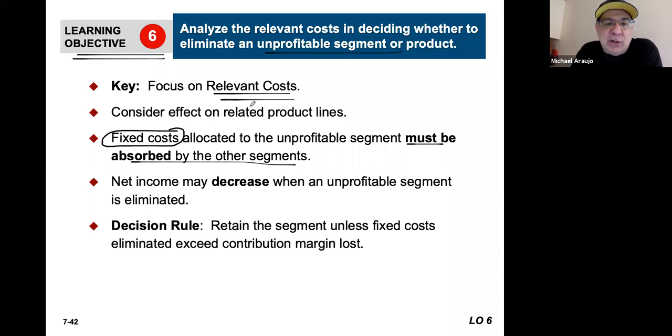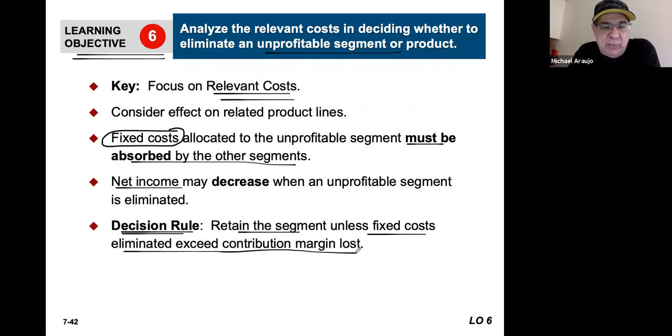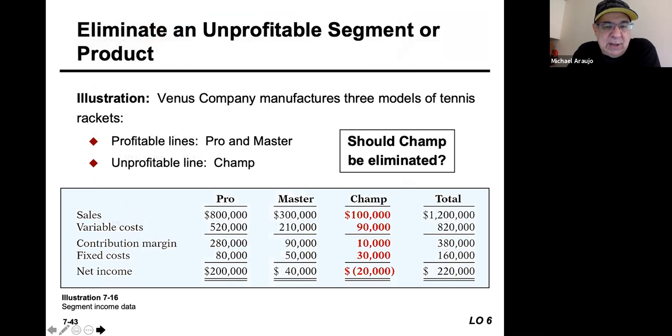Also know that because you're not selling that product or have that business generating revenue, your net income, your profitability might go down when that unprofitable product or part of your business is eliminated. So basically, you're going to see that some companies will keep unprofitable segments or products, unless, of course, those fixed costs eliminated are greater than the contribution margin that you've lost out. Okay. And so let's take a look at how this plays out.